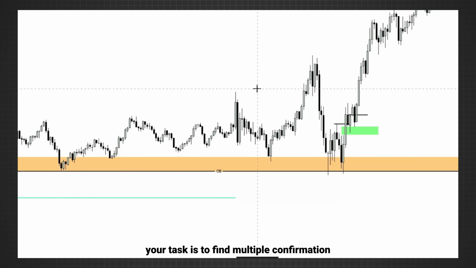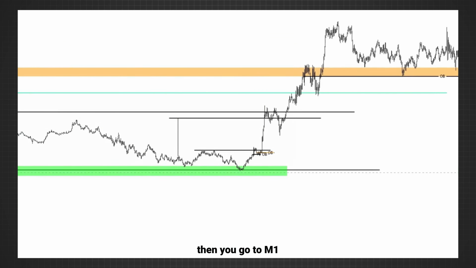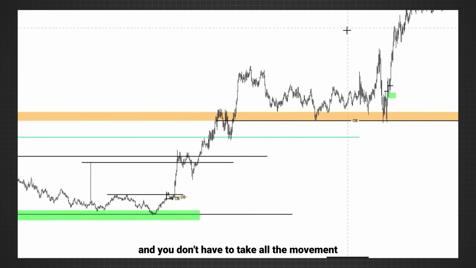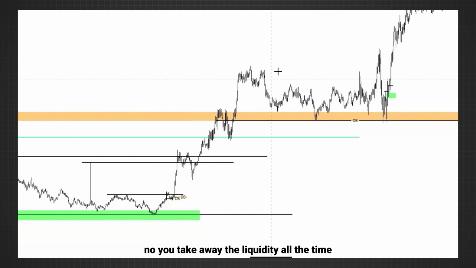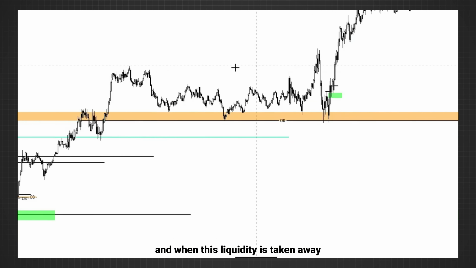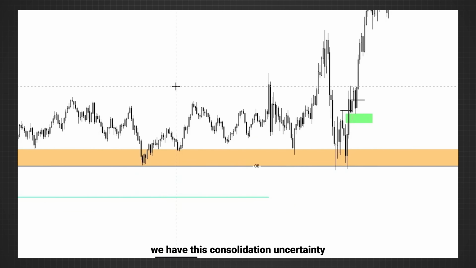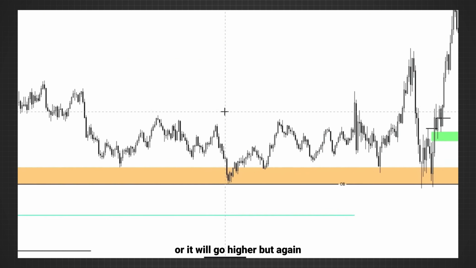Your task is to find multiple confirmations on different time frames, with the hypothesis on the senior time frame. Then you move to M15 again. You confirm the same facts. Then you go to M1. And you don't have to take all the movement, come in here, and exit only there at the very end. No, you take away the liquidity all the time. And when this liquidity is taken away, we have this consolidation, uncertainty. It is not clear whether the price will turn around or go higher.